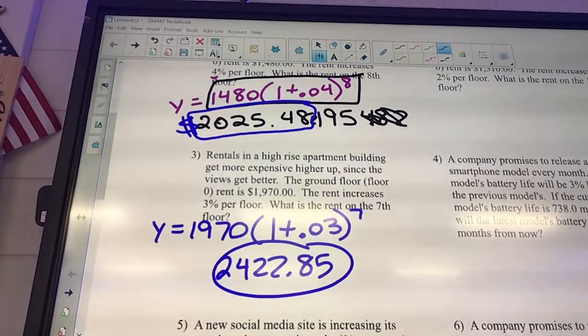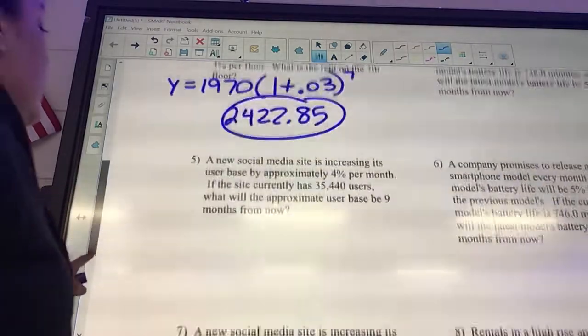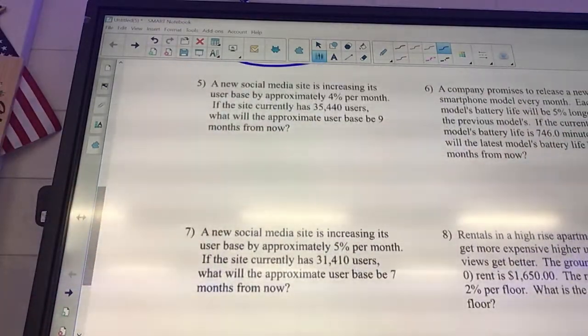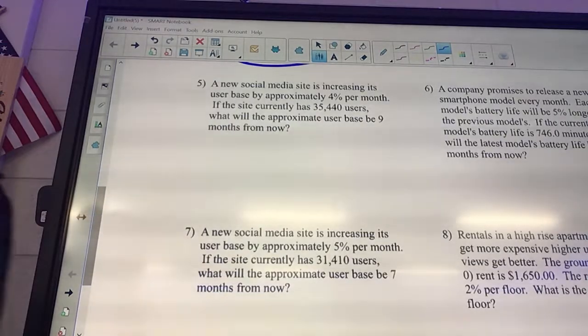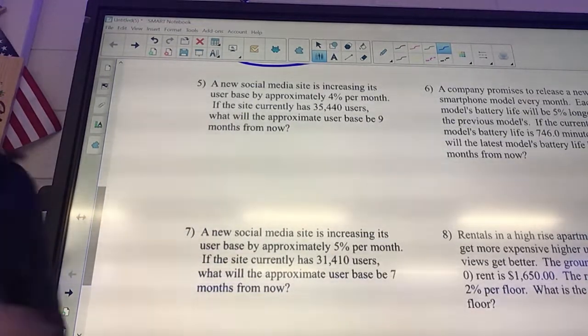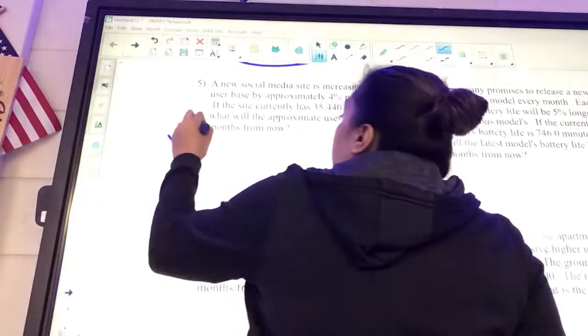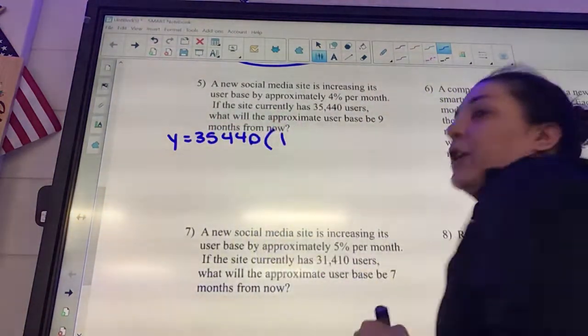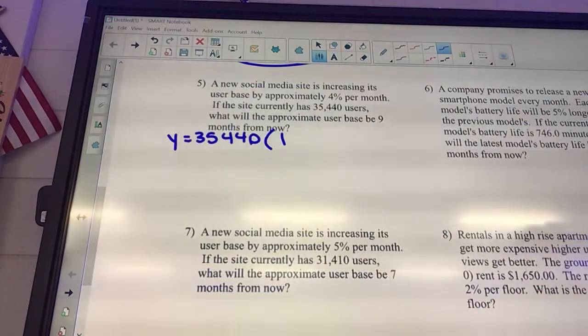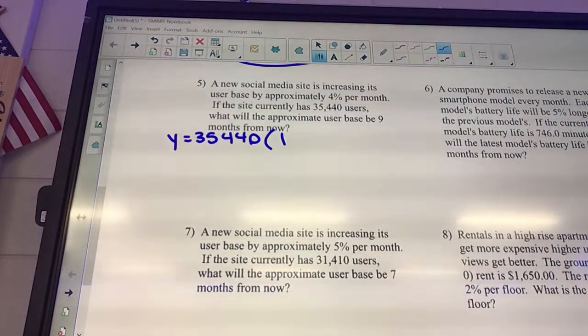Okay, number 5. A new social media site is increasing its user base by approximately 4% per month. If the site currently has 35,440 users, what will the approximate user base be 9 months from now? Okay, so what is our starting amount? 35,440. Okay, is this a growth or a decay problem? Growth. Why? Because it says increasing. It does say increasing, good.